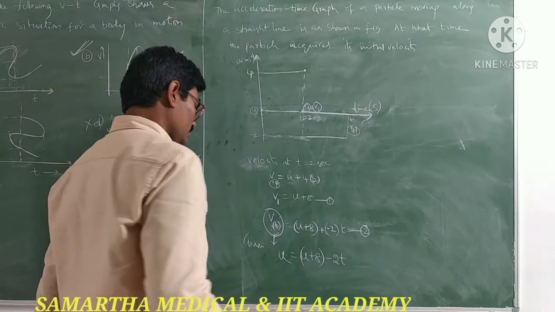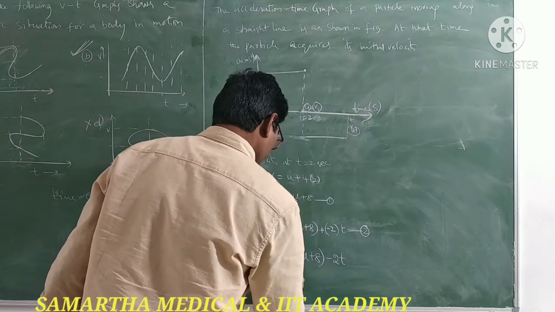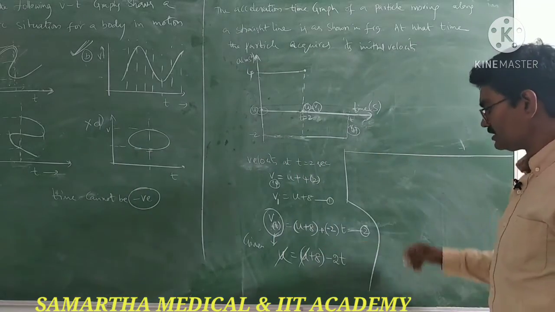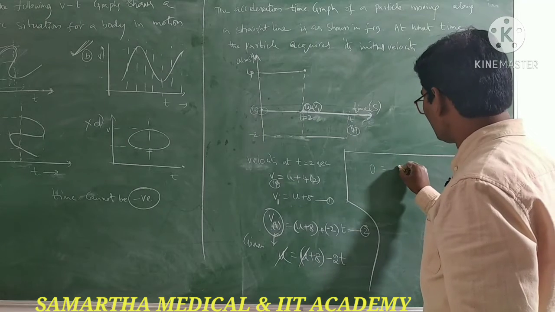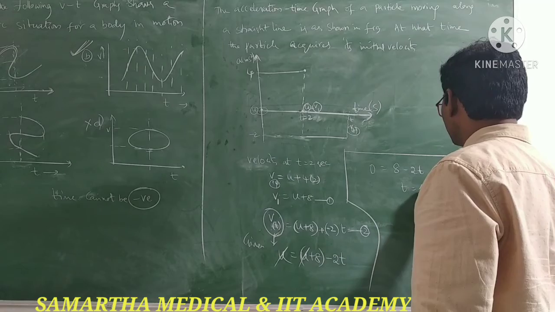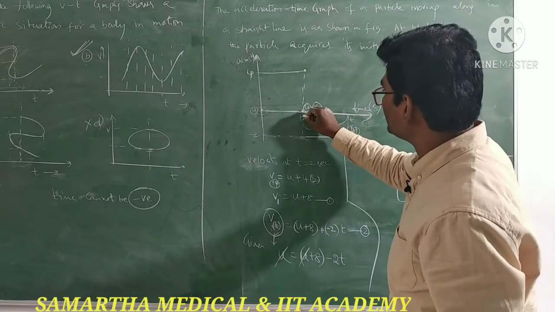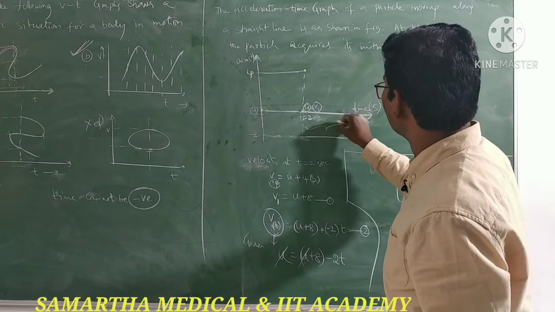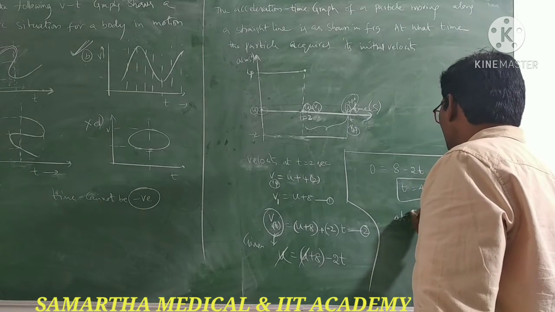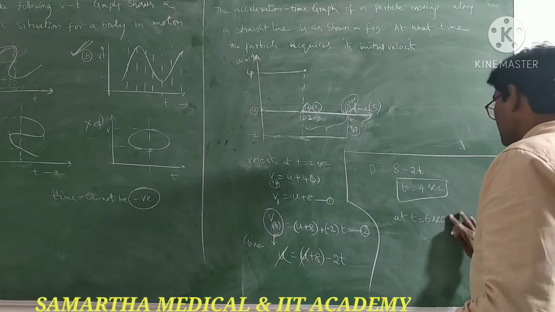So u gets cancelled. Then you will get 0 is equal to 8 minus 2t. So t is equal to 4 seconds. This is 4 seconds from here to here. Already this is 2 seconds and additionally 4 seconds. Means total, at what second will you get the final velocity? At t equal to 6 seconds the body acquires the initial velocity.